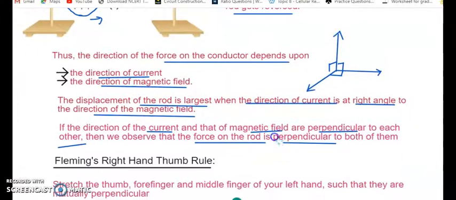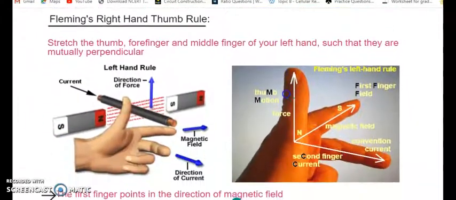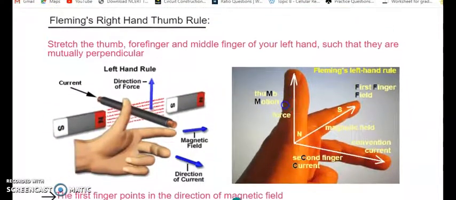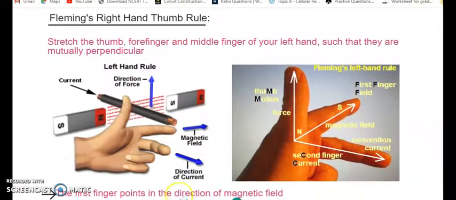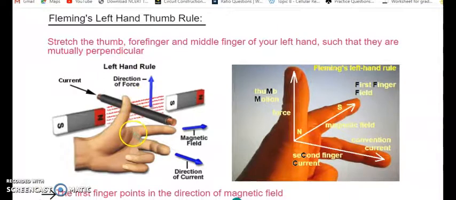And the rule that we use is called Fleming's left hand rule. Sorry, it's not the right hand, it's the left hand rule. As the picture shows, you have to take your left hand. The thumb, you have to stretch it. It is going to represent the direction in which the force will be applied. The first finger will always represent the direction in which the magnetic field is applied.